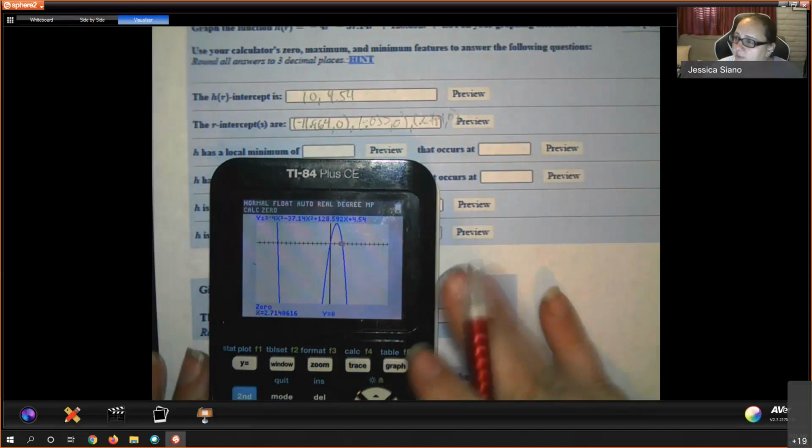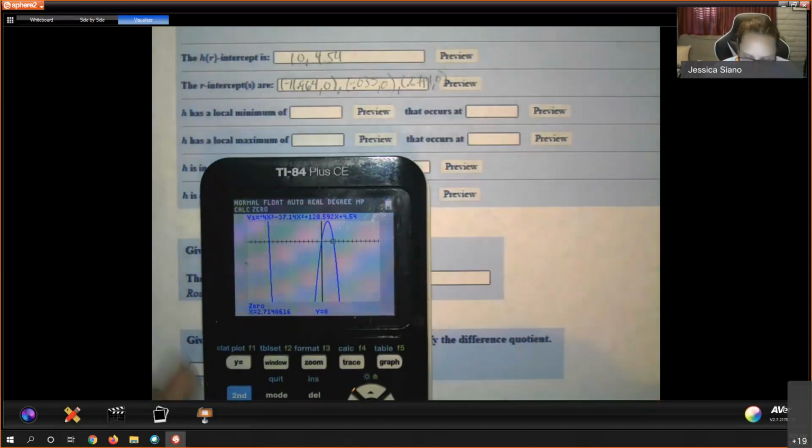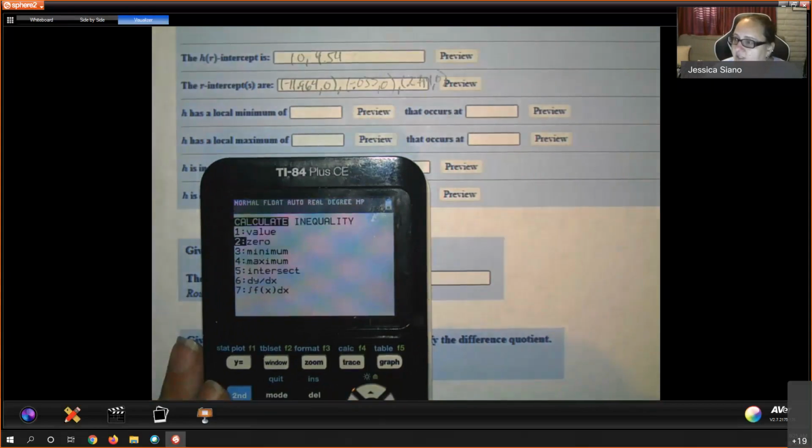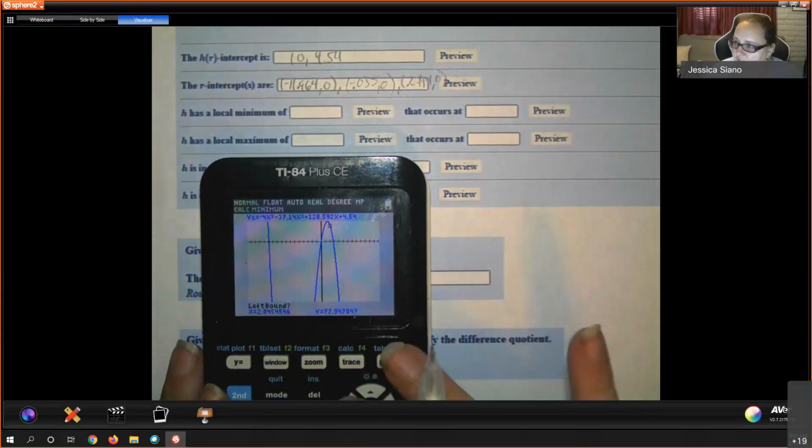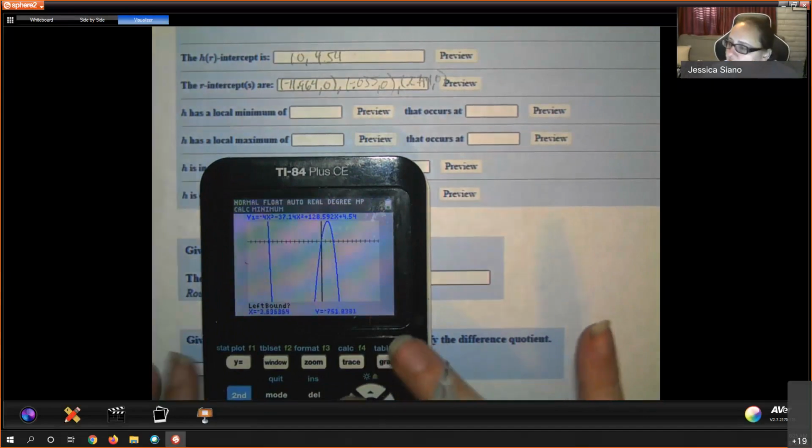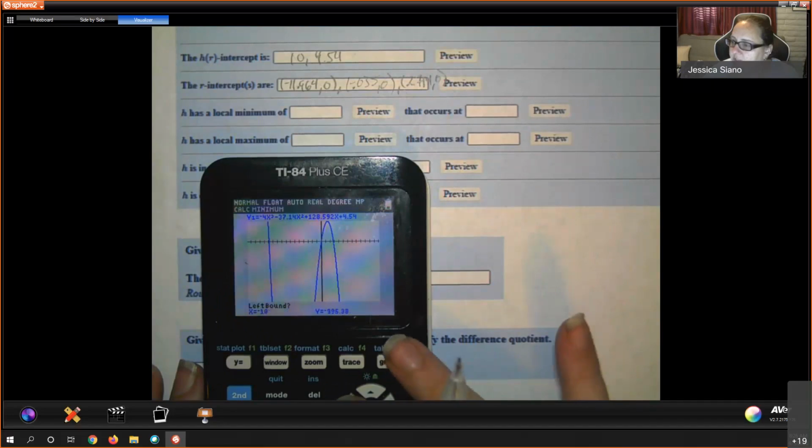Now, I hope you noticed when I was in trace that you can also find local minimum and local maximum. So go back to second and then trace to get to calc. Let's look for the minimum first. Now, the minimum is off the screen, but the calculator can still find it for us. We just need to do the same thing where we move the cursor so that it's on the left side. So I'm just going to move it until I see it again, because once I see it, I'll know it's on the left side. Should be getting close.